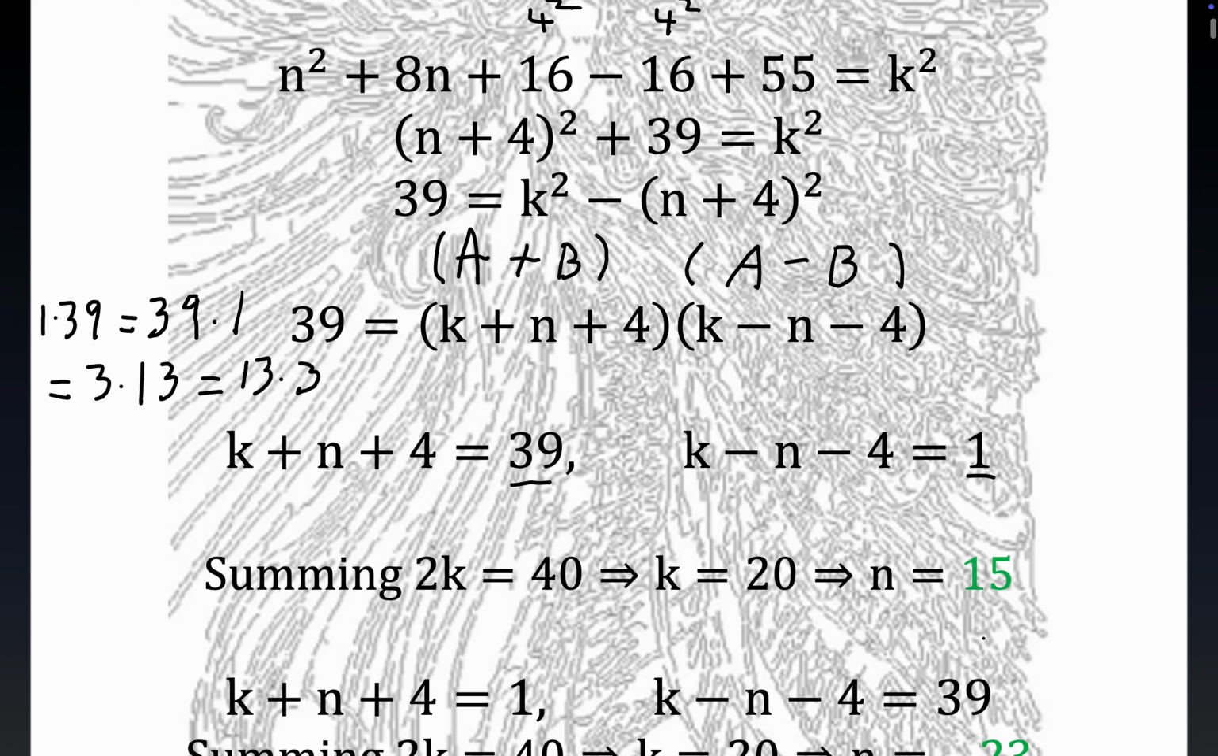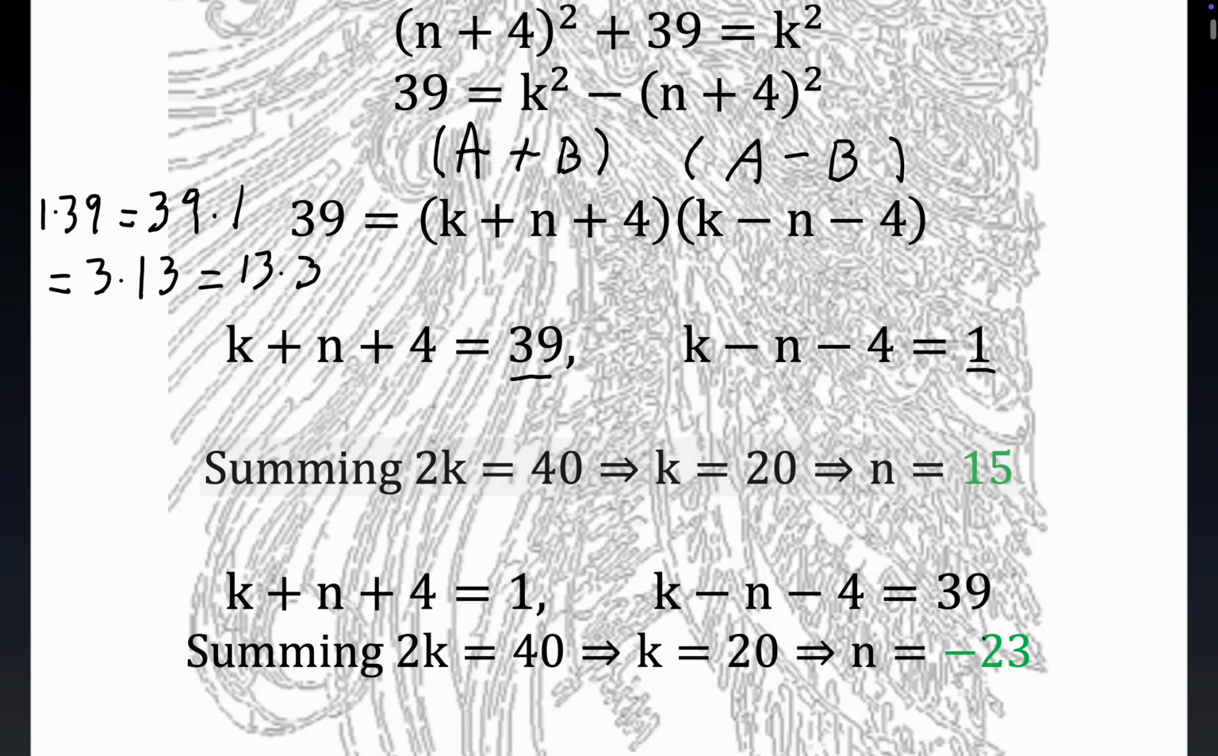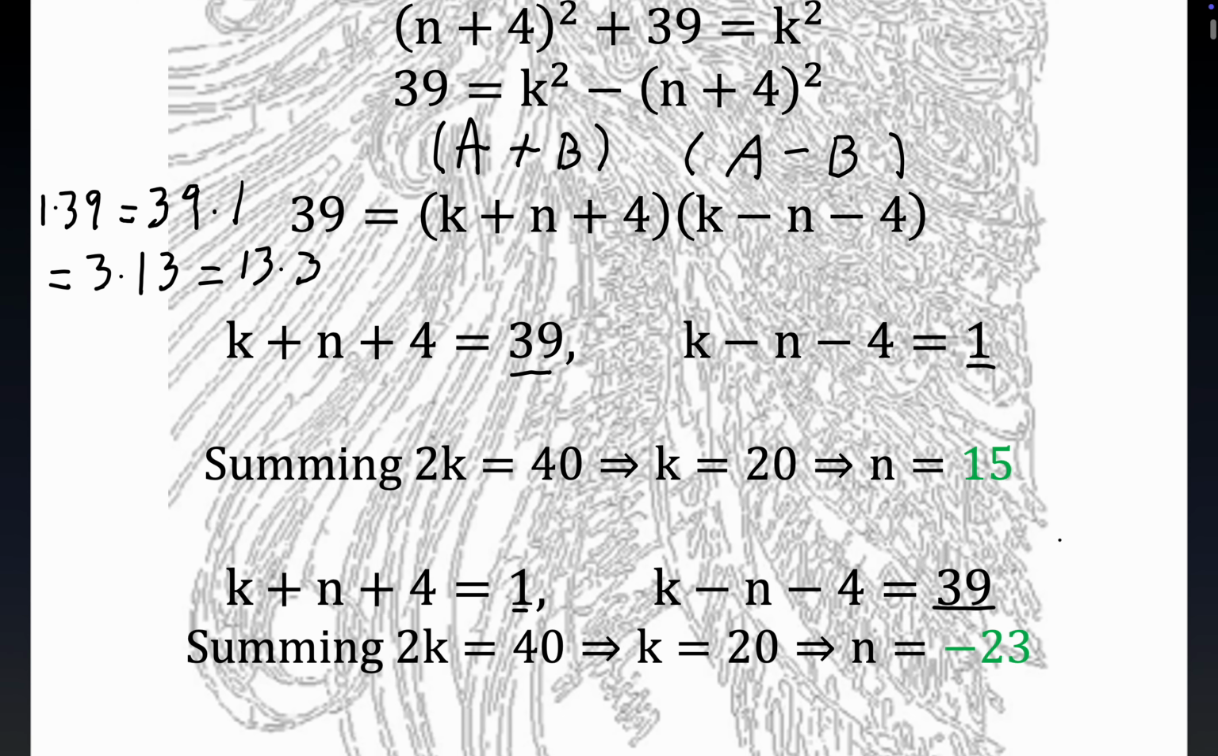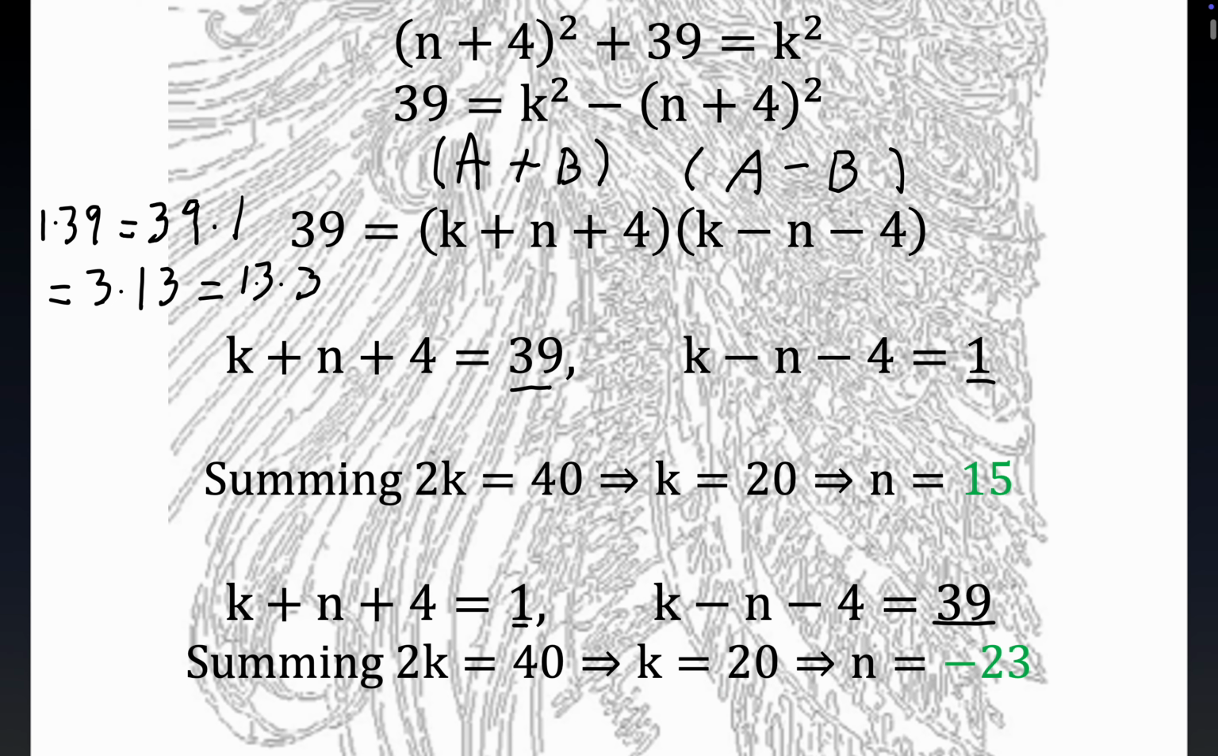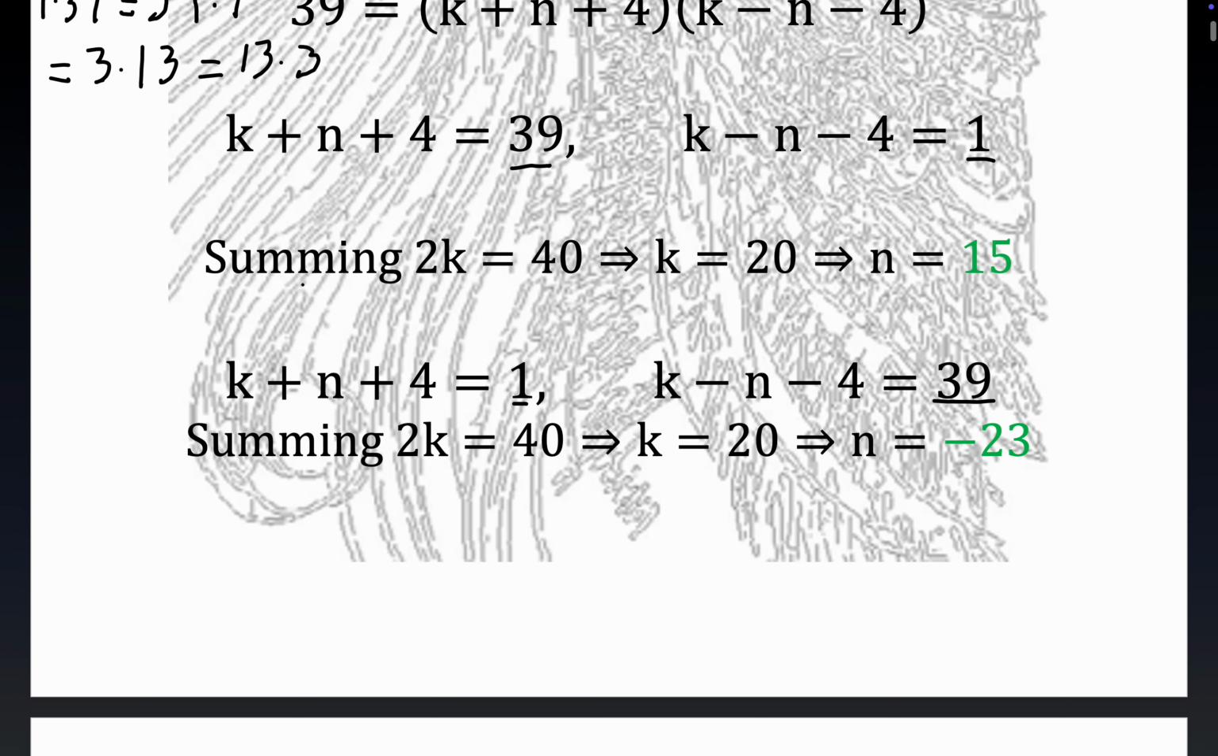And now y'all notice how I just do it in reverse here. Now we have 1 times 39. We still have k equals 20. When you sum it up, it doesn't make any difference what order it is, the n plus 4s and the n minus 4s cancel, right? And so, anyway, you get 20 again, and you get n equals minus 23 when you substitute in. Okay? All right, now we're going to do the 3-13 case and the 13-3 case.